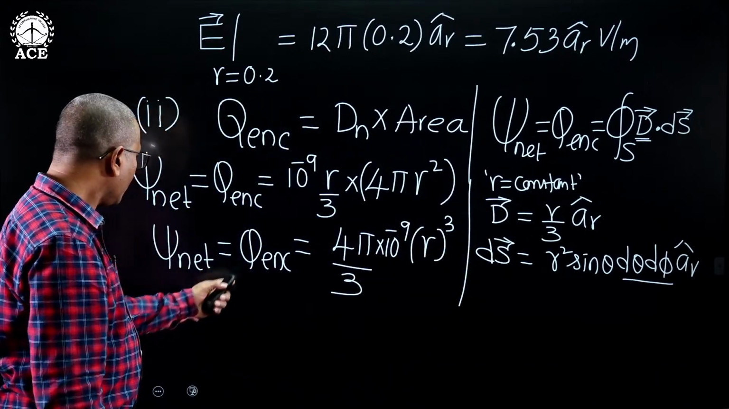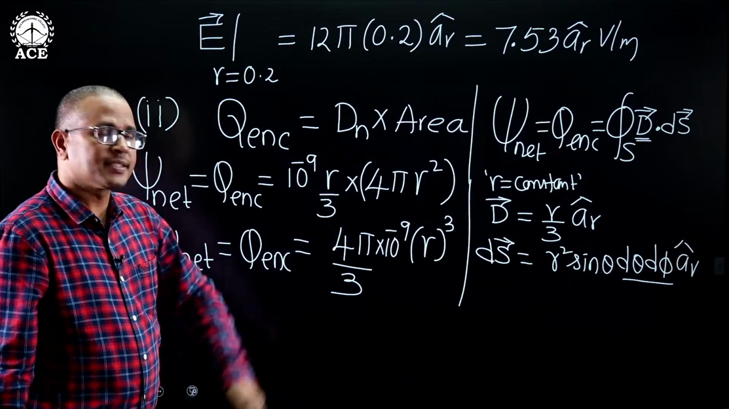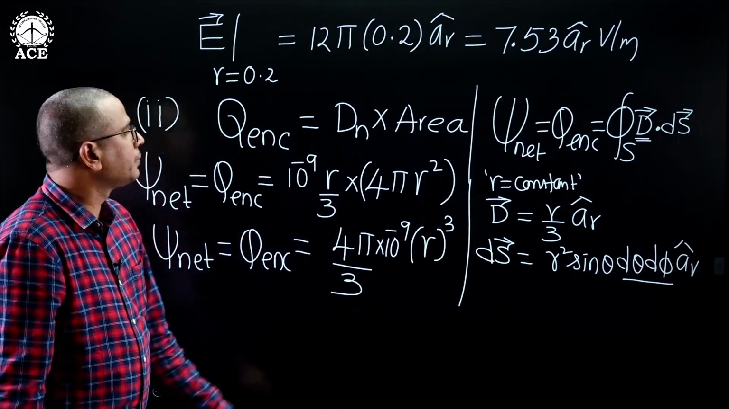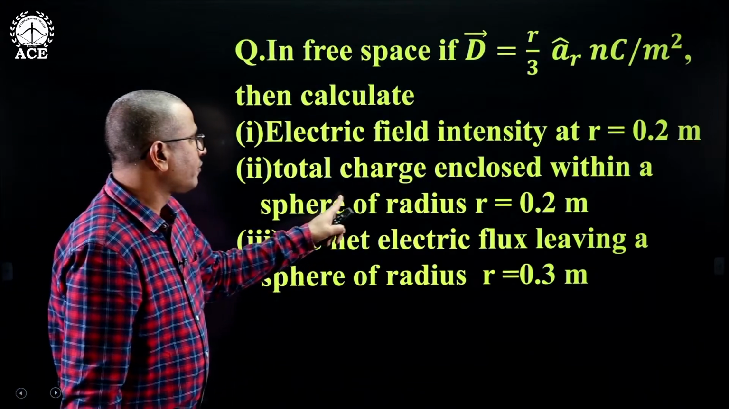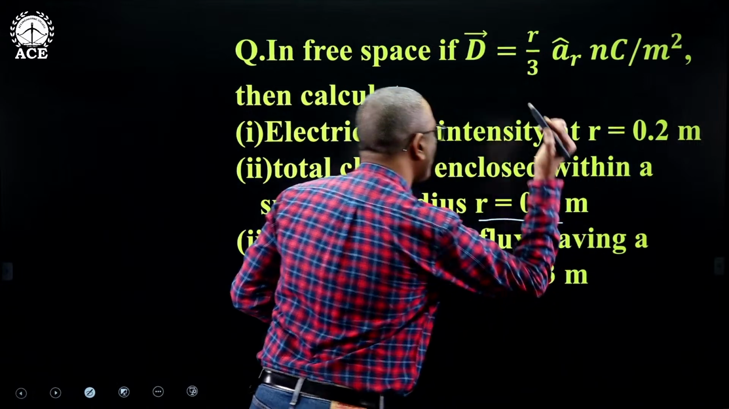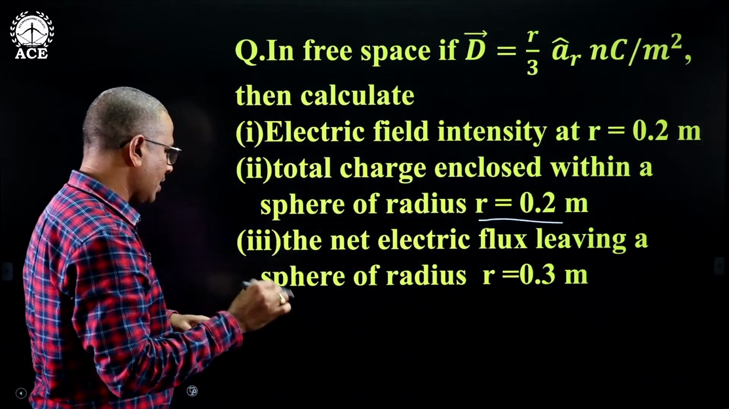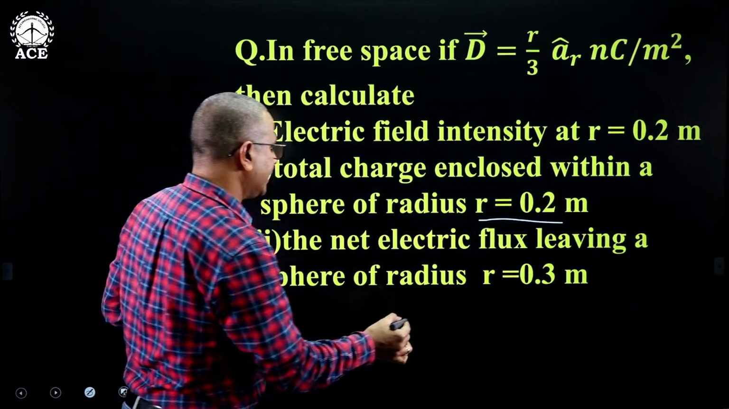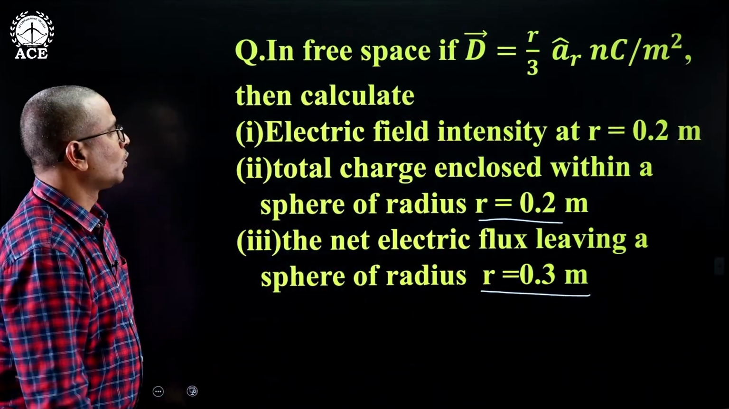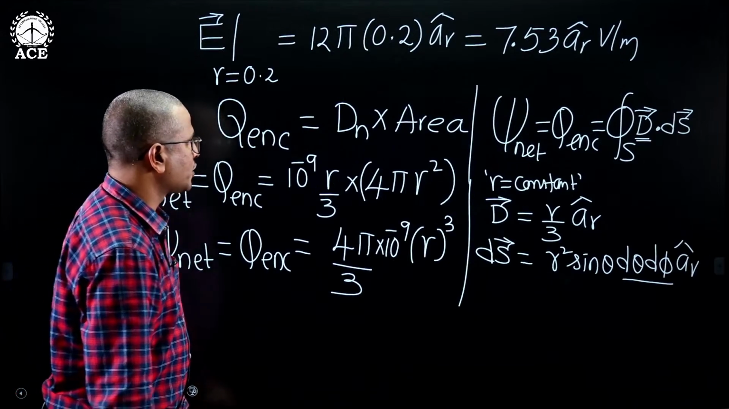Yeah. Now once we know this, I can substitute the radius value. In one example, they asked us to find the total charge enclosed within a sphere of radius r equal to 0.2. In another question, they are asking us to find the net flux leaving a sphere of radius r equal to 0.3. Okay, I can substitute here, I can get my answer.